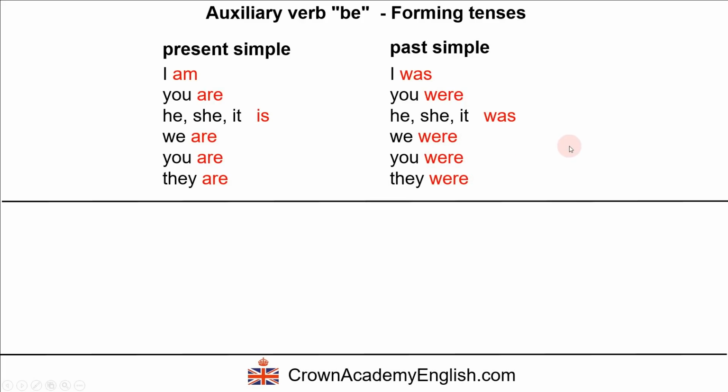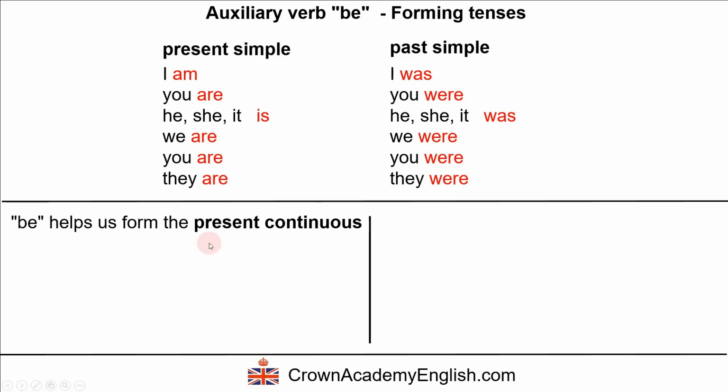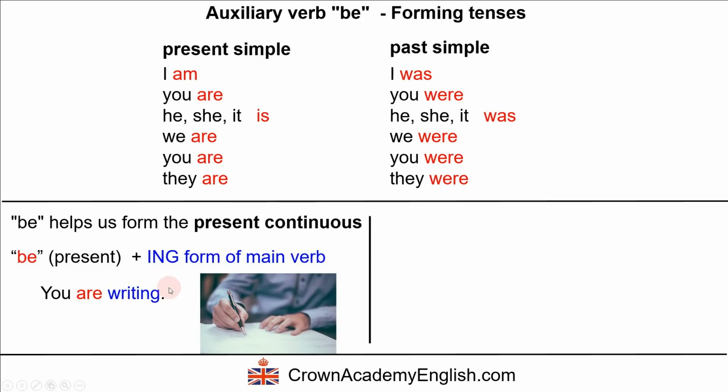Okay, so now let's look at an example of the auxiliary verb be forming a tense. So be helps us form the present continuous. So the form of the present continuous is the present form of the verb be, so this, then with the ing form of the main verb. Example, you are writing. So we've taken you are from here and then added the ing form of the main verb. Another example, he is running.